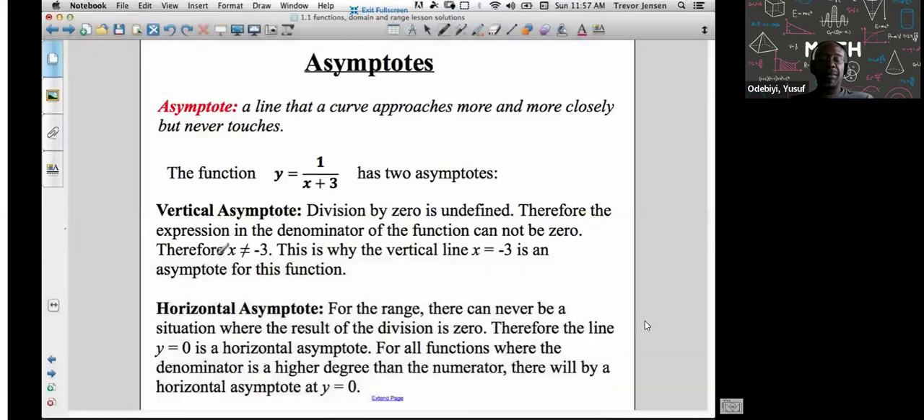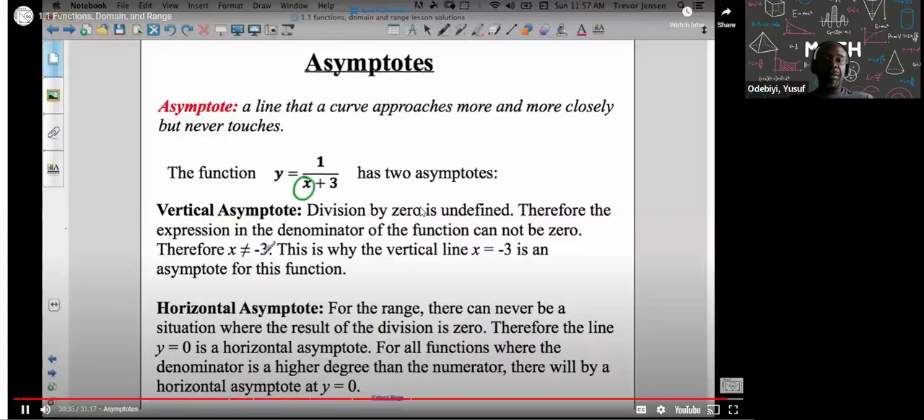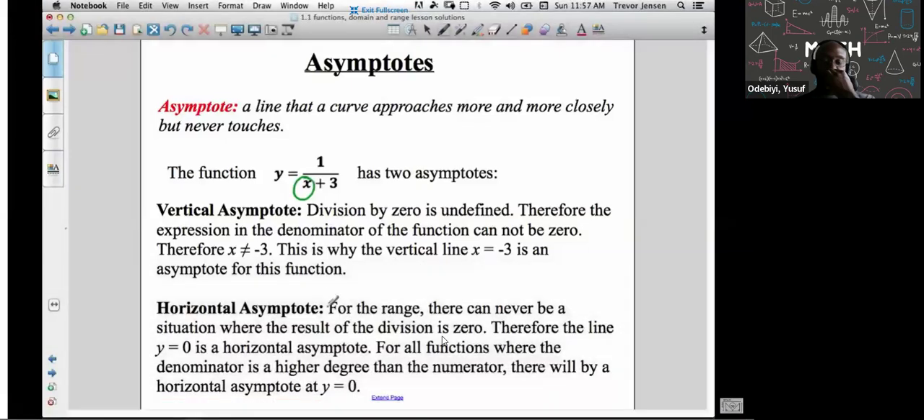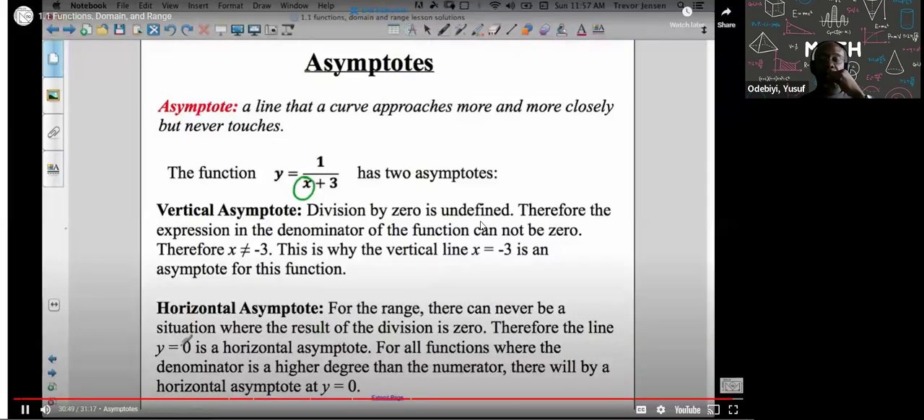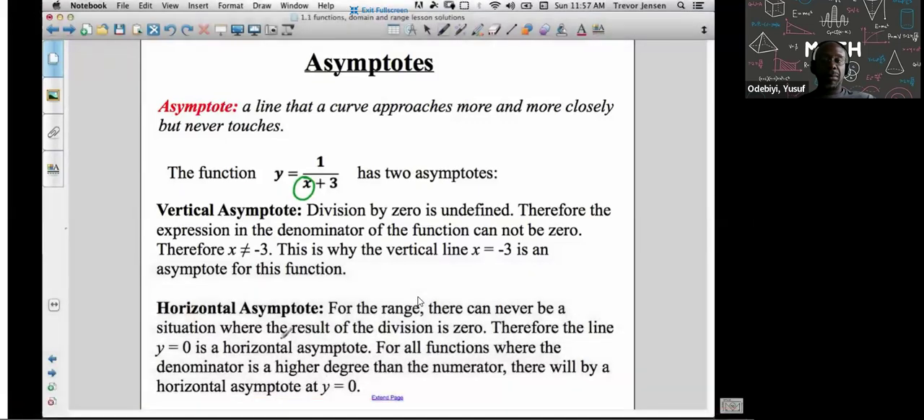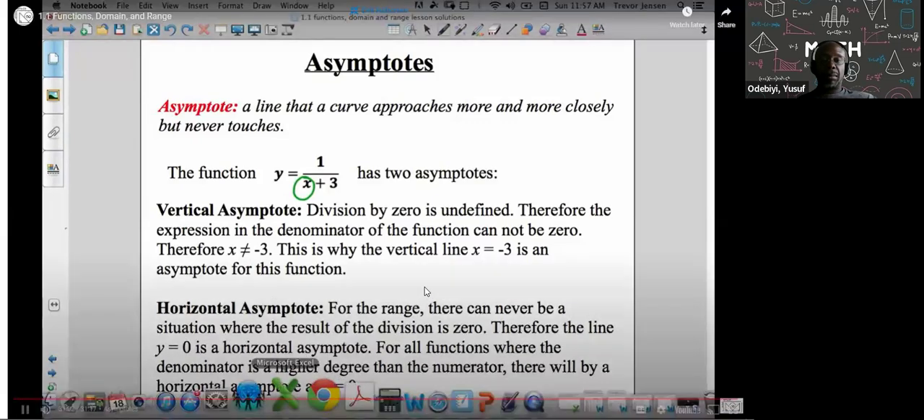Not be 0. So x cannot be -3, because if x was -3, the denominator would be 0. So we have to draw a vertical line at x equals -3 and call this an asymptote. The curve will get very close to it, but it will not be able to touch it. A horizontal asymptote, the line y equals 0 is a horizontal asymptote because for all functions where the denominator is a higher degree than the numerator, there will be a horizontal asymptote at y equals 0. I mean, it could be shifted up and down depending on what transformations are being applied, but for now it's always going to be at y equals 0.